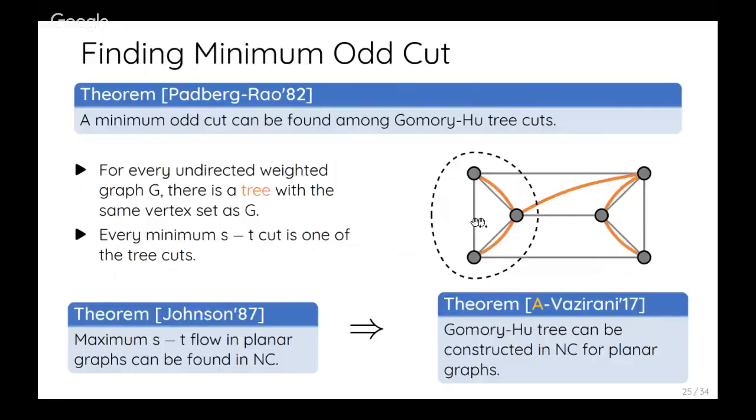Now, how do you construct this Gomory-Hu tree? There is a standard polynomial time algorithm for doing that. It just uses algorithms for finding the minimum ST cuts or maximum ST flow. What we showed was that if you can do this in NC, which for planar graphs we can due to a result of Johnson, you can also construct the Gomory-Hu tree in NC. So we basically took the same construction from polynomial time and made it into an NC algorithm.